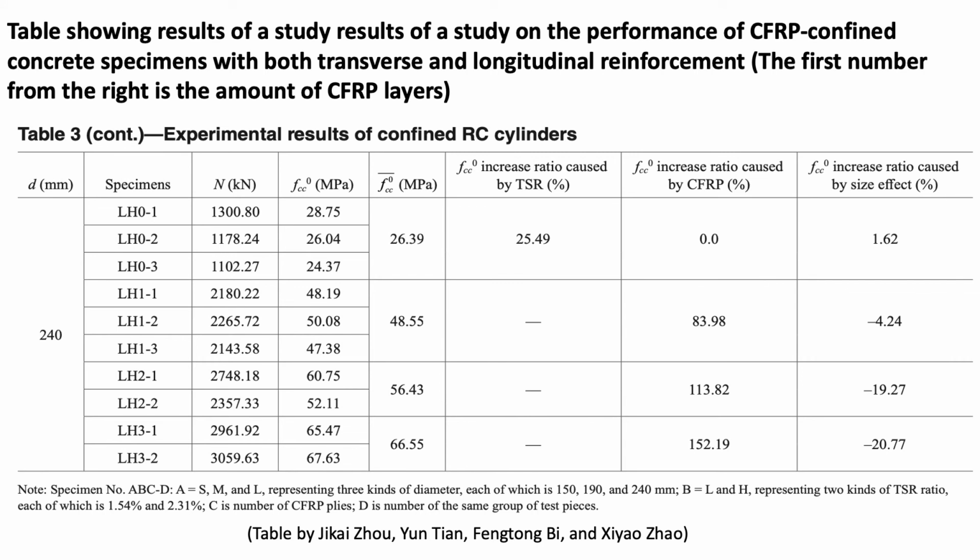On this slide is a table showing the results of the study on the performance of CFRP confined concrete specimens with both transverse and longitudinal reinforcement. The first number next to the specimen number gives the amount of CFRP, the thickness of the CFRP layer. And it can be seen from the table that increasing the thickness of the CFRP layer leads to an increase in confined concrete strength.